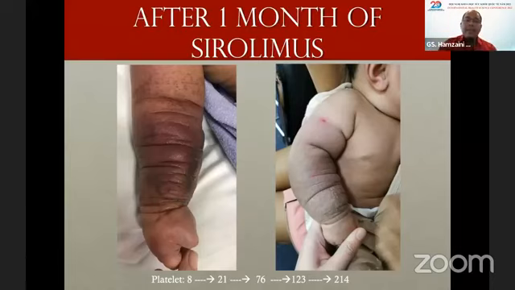So after 1 month, you can see that this patient actually presented with Kasabach-Merritt syndrome, and the platelet count was 8 during the presentation. And as the patient was treated with sirolimus, the platelet count increased to a normal level.